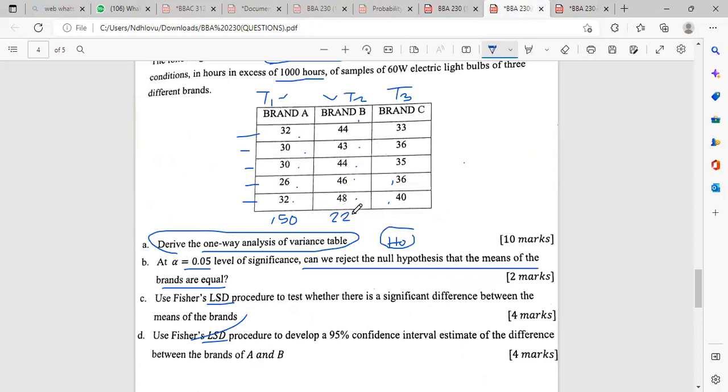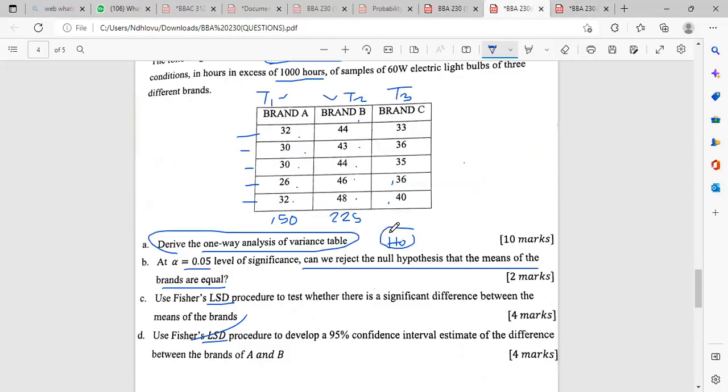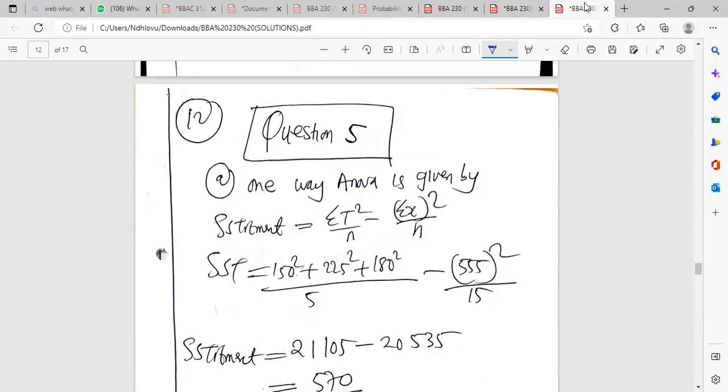Then the other one is 180, so this is 1.8. This is how we first find the totals in each of these: brand 1, brand 2, brand 3. Then as we come here, we square: 150 squared plus 225 squared plus 180 squared for each of these brands, divided by n.